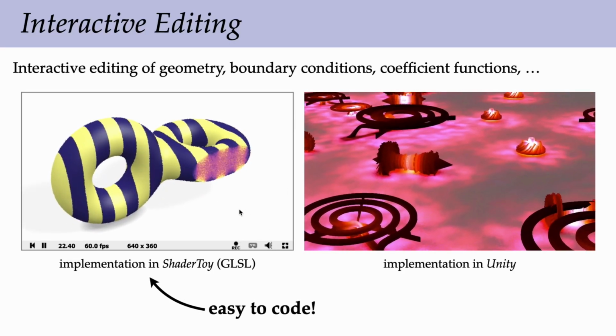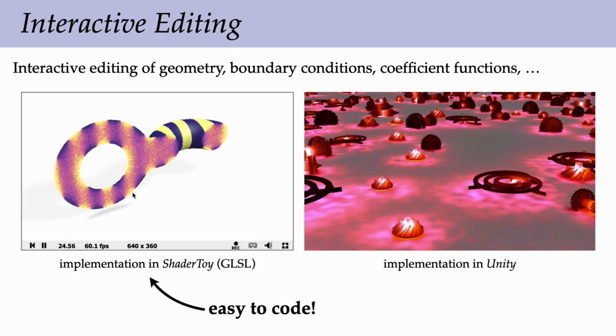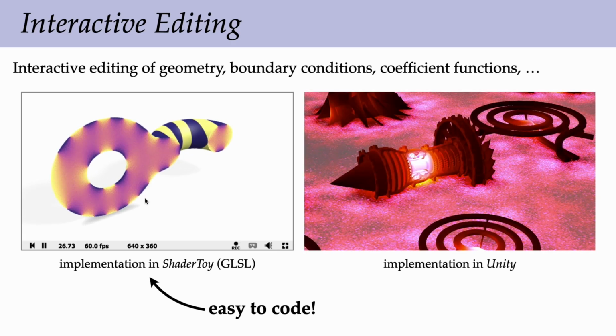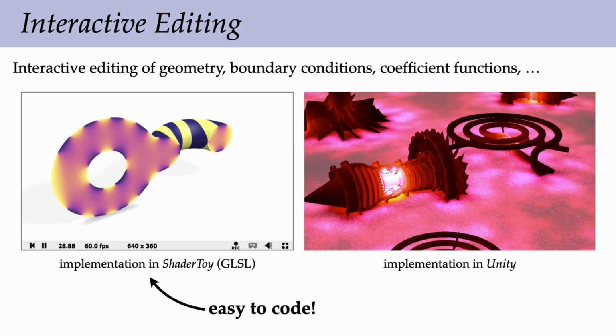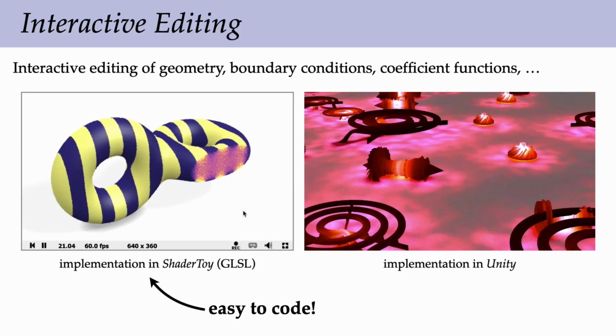And one thing to say too is these methods are often very easy to code. So within about 24 hours of putting our paper online, somebody had gone and taken one of our examples from the paper and recoded it from scratch in one of these shaders.